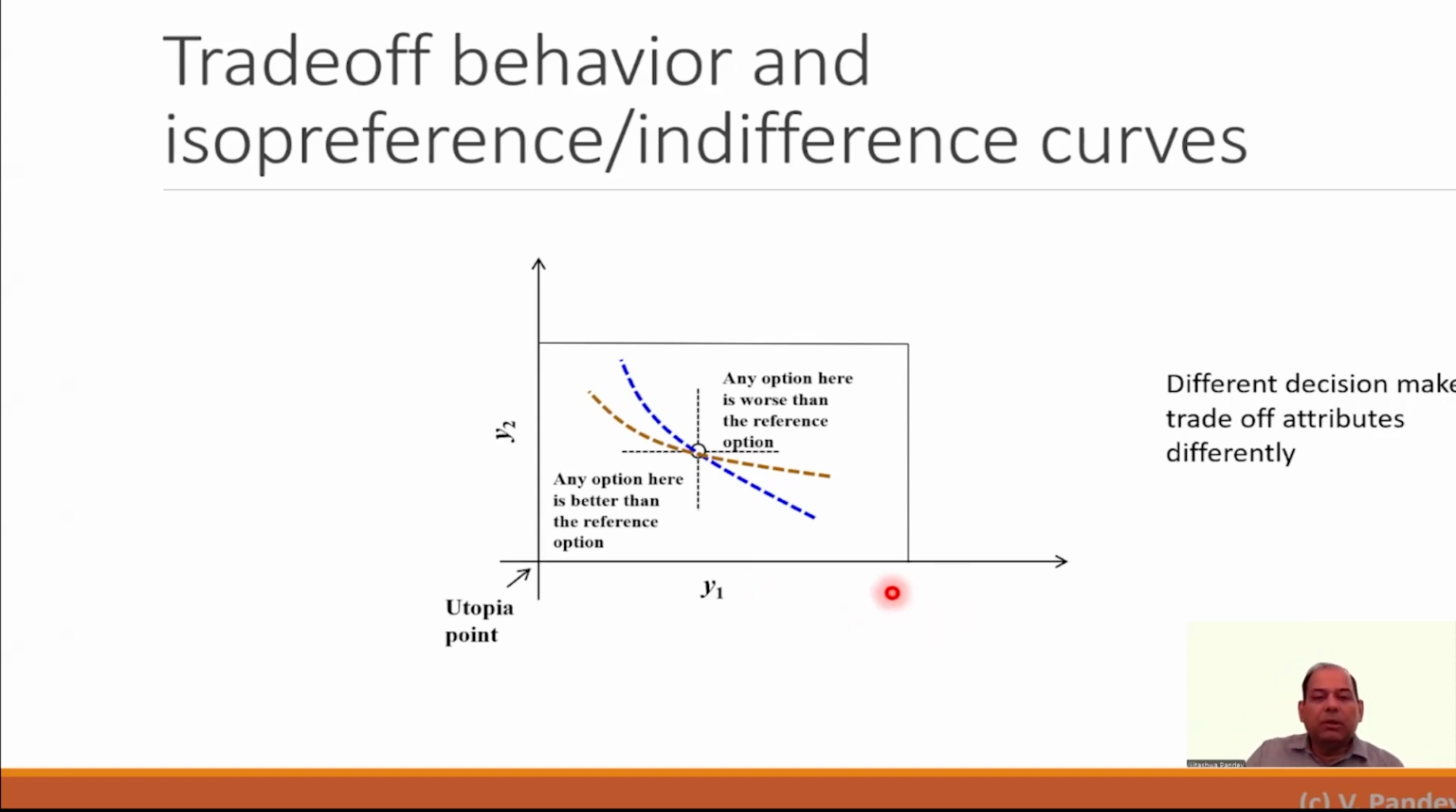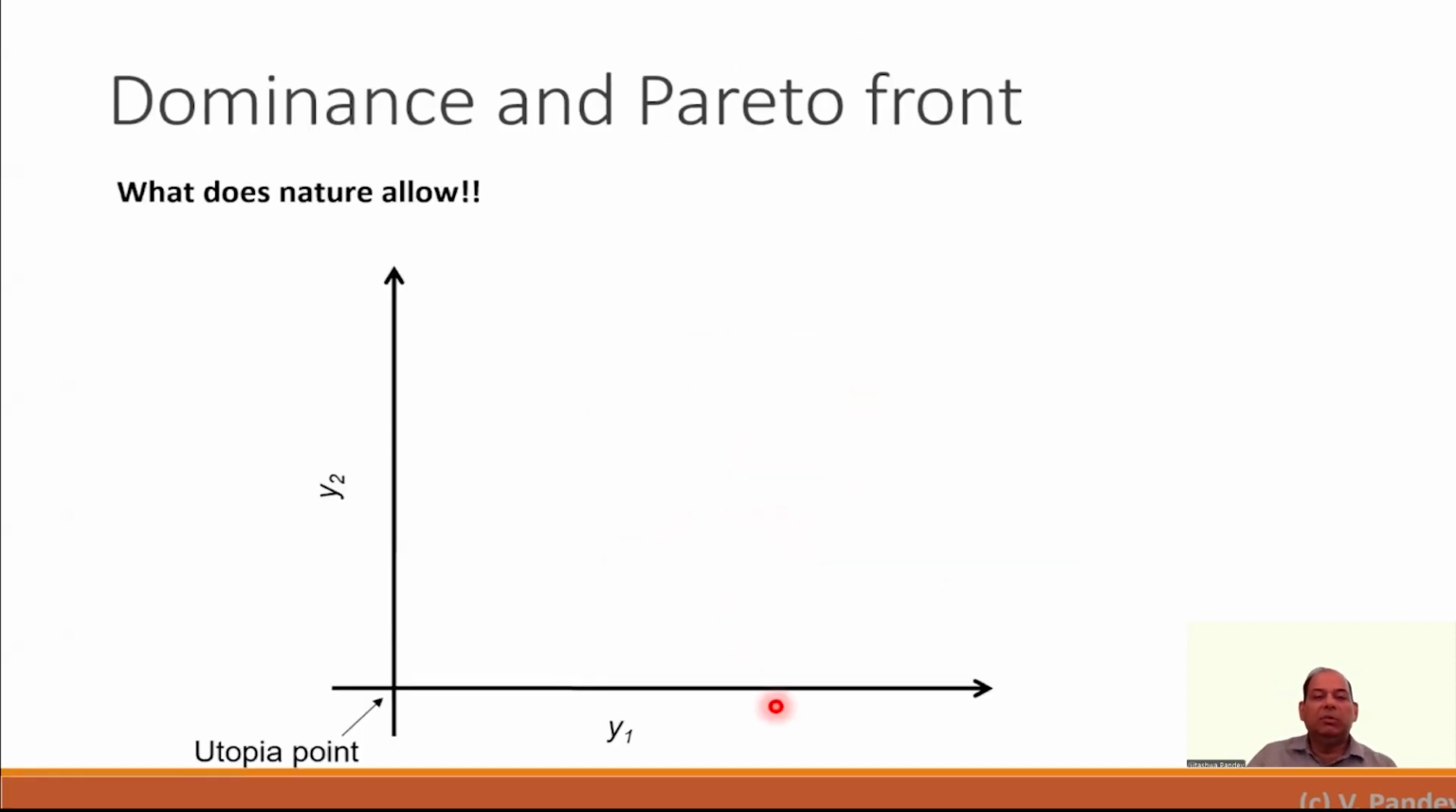So great. One thing to keep in mind is that this problem gets much harder when you have many more attributes present and not just two. And the other thing to keep in mind is that people make different decisions based on their preference curves, and they may prefer something here. That's just preferences. It's not what nature allows. So let's go and see what nature allows.